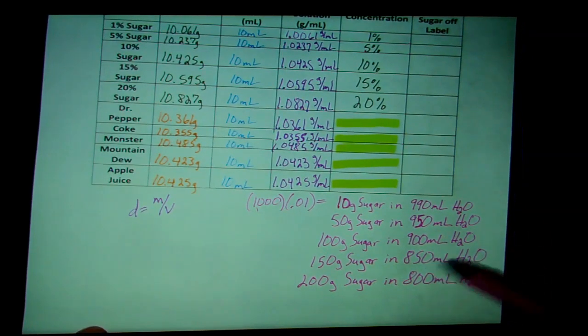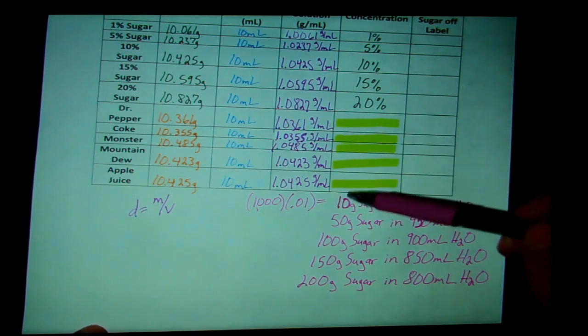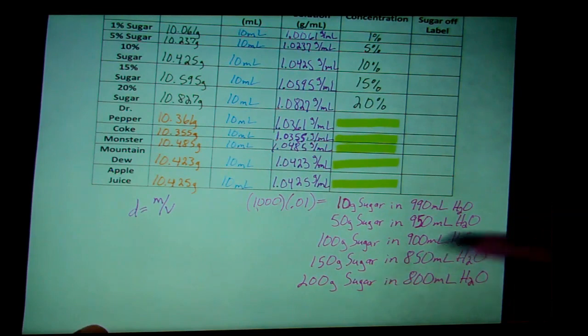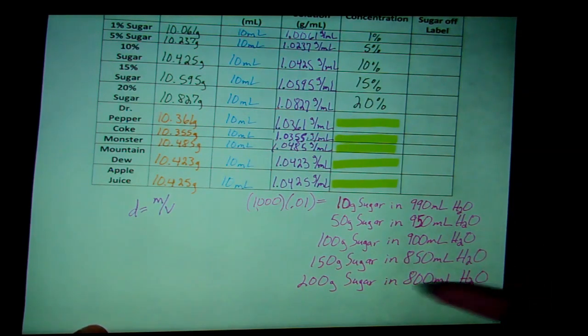That's how we got these solutions up here: 1%, 5%, 10%, 15%, 20%. That's literally how I made it. I measured out 10 grams, 50 grams, 100 grams, 150 grams, 200 grams, and I put them in 990 milliliters, 950 milliliters, 900 milliliters, 850 milliliters, and 800 milliliters.